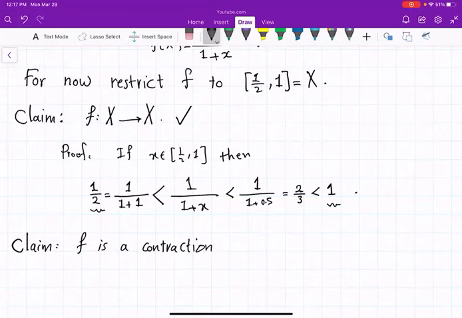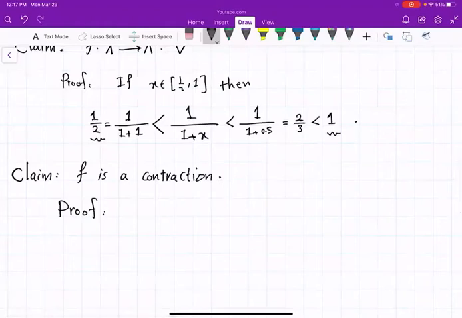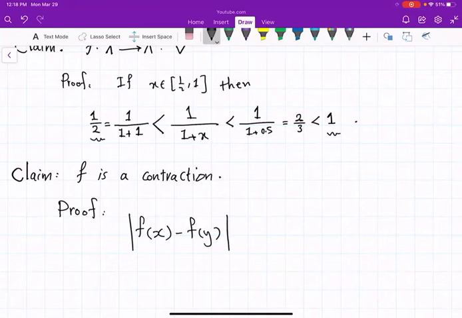And by that, we mean that if you compare the distances of images, they get closer. So we have to find a bound on how far away f(x) and f(y) can be. Of course, x and y are from your space X. So fix these two in your space.